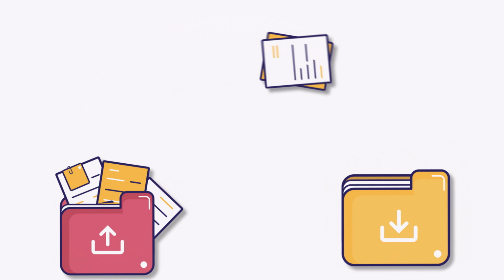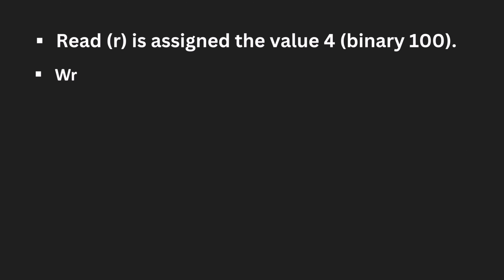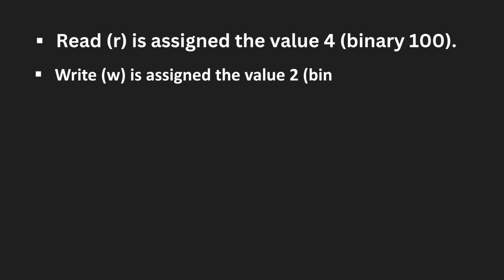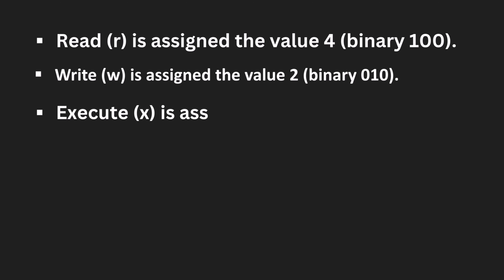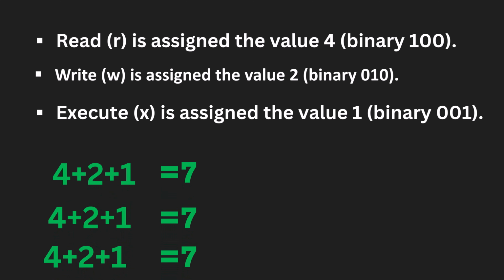Alright, let us dive deeper into understanding file and folder permissions in Linux. Today we're going to break down how to read and interpret permission settings, building on what we learned in our last video. In our previous session, we saw that the read permission is denoted by R and has a binary value of 4, which is 1 0 0 in binary. Similarly, the write permission is represented by W and assigned the value 2. The binary for this is 0 1 0. Lastly, execute permission is indicated by X with a value of 1, which is 0 0 1 in binary. Now if we add these values, for instance, 4 and 2 and 1, we get 7.